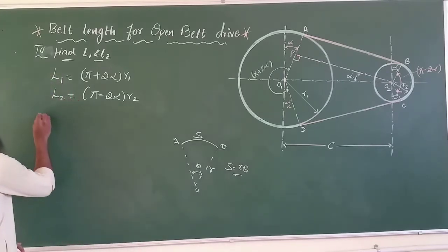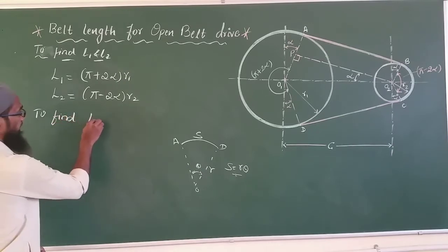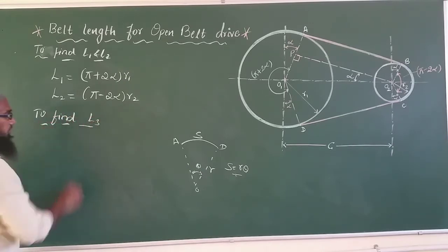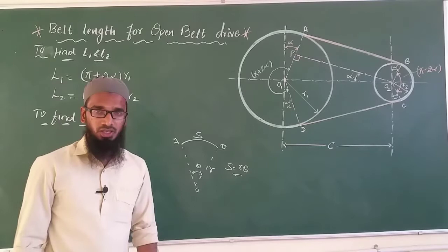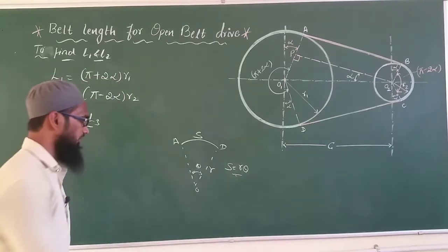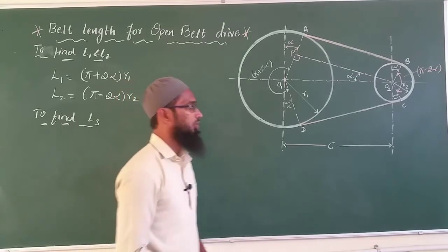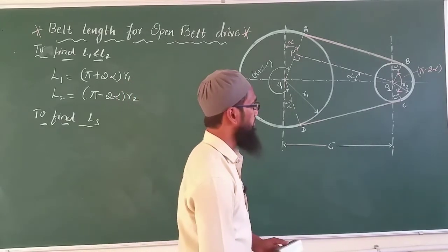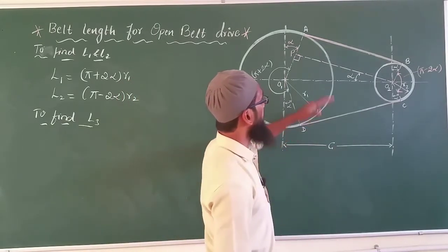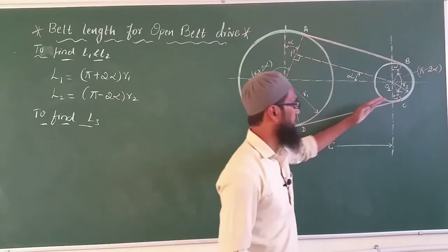Now the thing is, I have to find out L3. To find this L3, I have to go for some construction here. Without that, it is difficult to find this. What does the construction mean? For example, I cannot directly find the length of AB as well as CD.